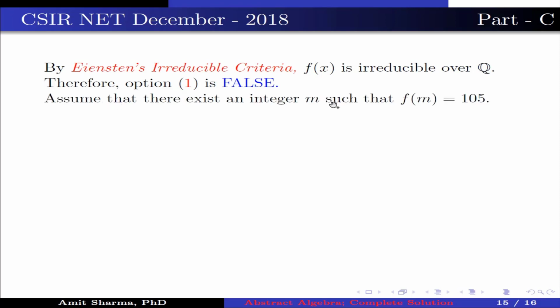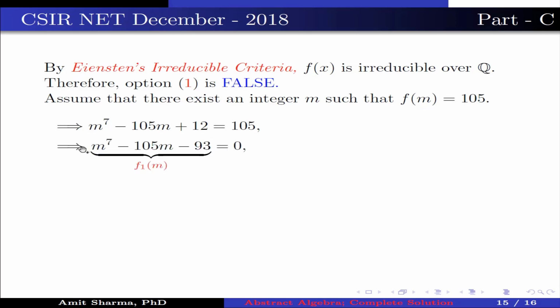Assume that there exists an integer m such that f of m equal to 105. This implies m to the power 7 minus 105m plus 12 equal to 105, which further implies m to the power 7 minus 105m minus 93 equal to 0. It is represented by f1 of m.